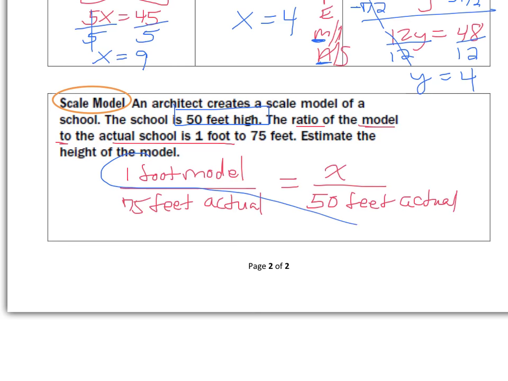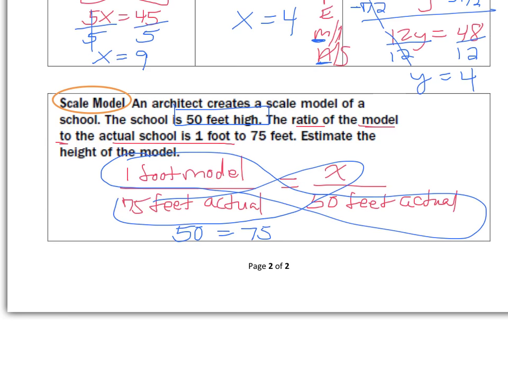Now we're going to cross multiply, and we have 50 times 1 is 50, and 75 times x is 75x. I'm going to undo that multiplication of 75 with division, and I have x equals 50 divided by 75. I'm going to simplify that a little bit. Both of them are divisible by 5, so 50 divided by 5 is 10, and 75 divided by 5 is 25. I'm going to further divide by 5. 10 divided by 5 is 2, and 25 divided by 5 is 5.